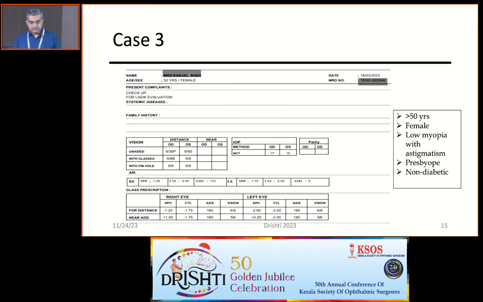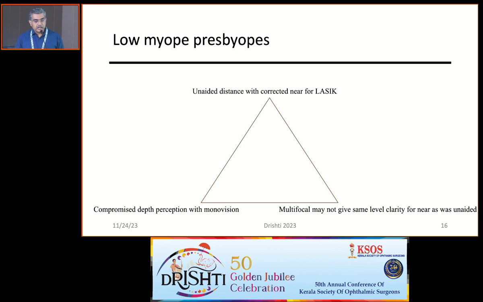Case 3 is slightly different. It's more than 50 years, but the patient here is a low myope with astigmatism, with presbyopia and non-diabetic. So around 50 is the age group when the myopes start feeling the heat of presbyopia. Low myope presbyopes is a difficult category. They will not be happy with any of these procedures. What I'm saying is, between 40 to 50 years.